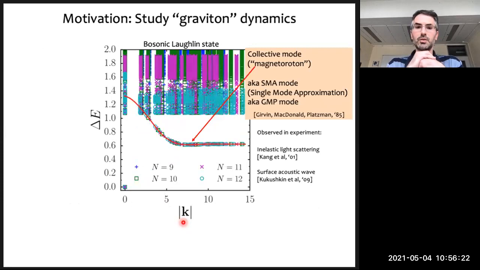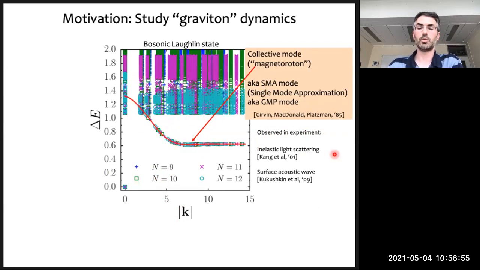So the motivation is to study this graviton dynamics, right? The collective mode, which is present in all fractional quantum Hall states, is this magnetoroton mode. And here, this is for the Laughlin 1/3 state. And we know quite a lot about this mode. It has this nice single mode approximation description, which goes back quite a long time. There are also some experimental studies of this mode, which focus on the finite wave vector physics of this mode.